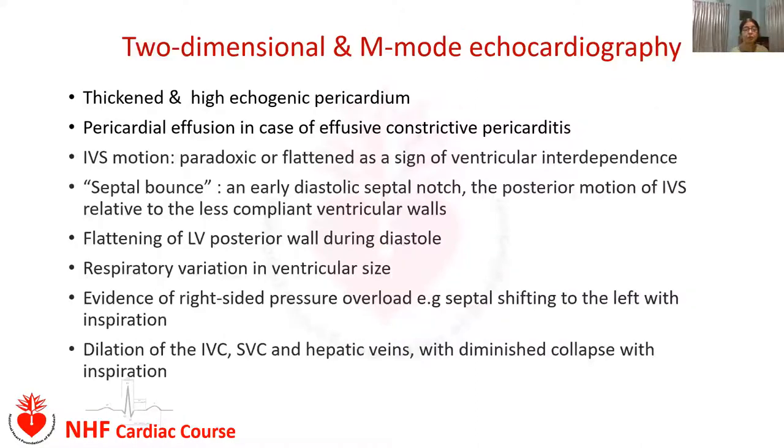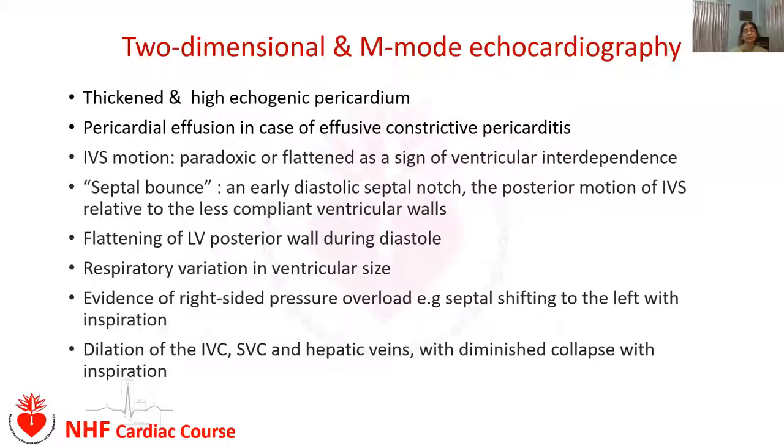assessed. There are many 2D and M-mode echo criteria that can suggest constrictive pericarditis, like thickened and highly echogenic pericardium. The thickened and highly echogenic pericardium may not be present in all cases. Pericardial effusion in case of effusive constrictive pericarditis; IVS motion, paradoxical or flattened, as a sign of ventricular interdependence; septal bounce and early diastolic septal notch; the posterior motion relating to the less compliant ventricular walls; flattening of the LV posterior wall during diastole; respiratory variation in ventricular size; evidence of right-sided pressure overload, for example septum shifting to the left during inspiration; and dilatation of the systemic veins.